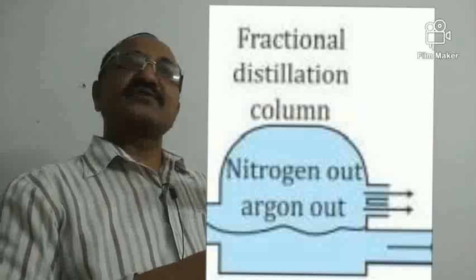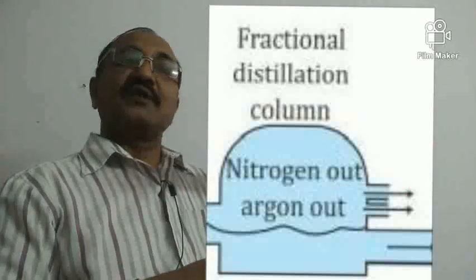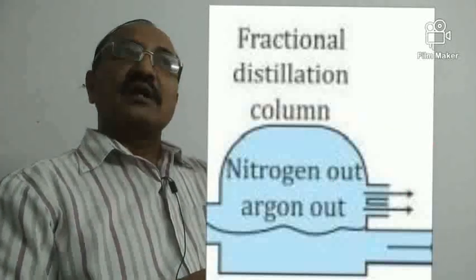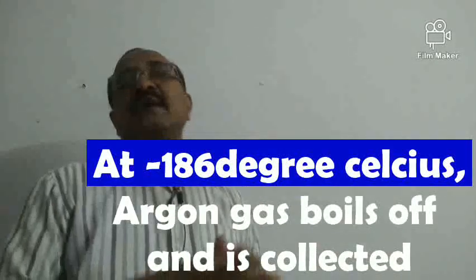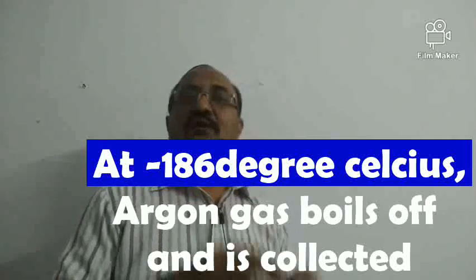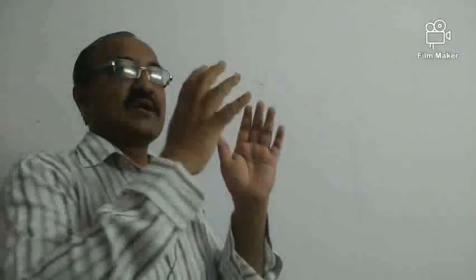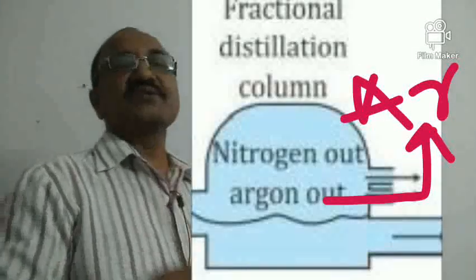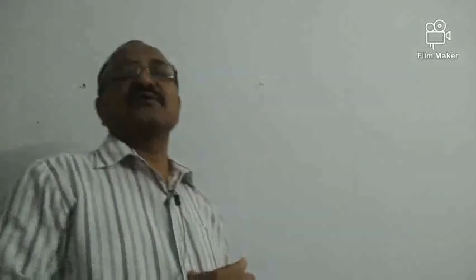As the temperature rises to minus 195 and the next minus 194, and when it comes to minus 186, which is the boiling point of argon, at minus 186 degrees Celsius argon just starts becoming a gas, and that will be separated. Why does it become a gas there? Because the boiling point of argon is minus 186 degrees Celsius.